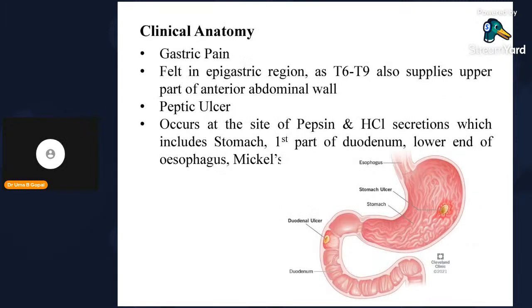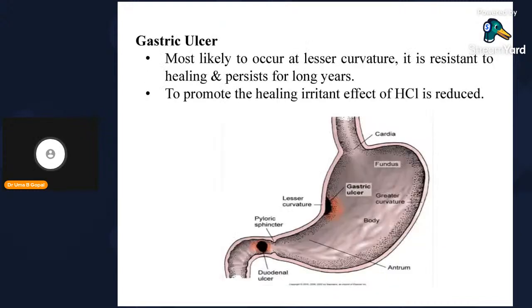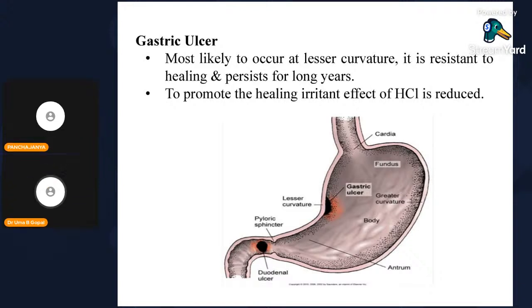Again an MCQ question. Clinical anatomy, gastric pain, because of peptic ulcer. Gastric ulcers, you can see along the lesser curvature because of the most dependent part.